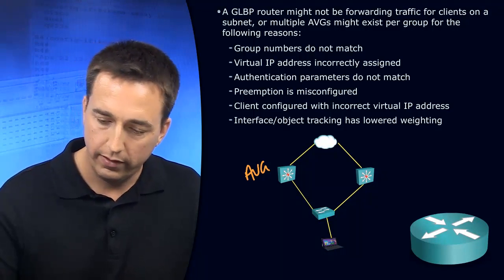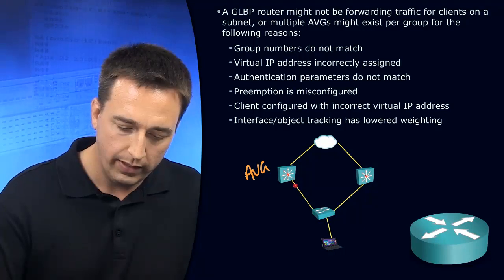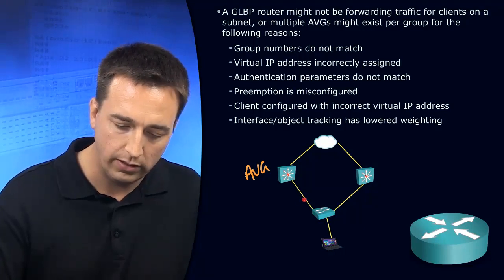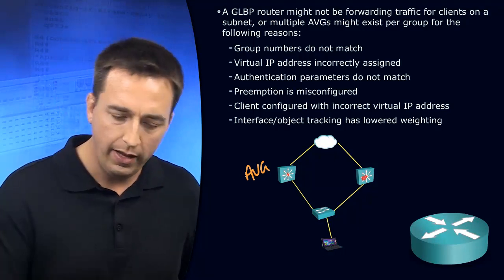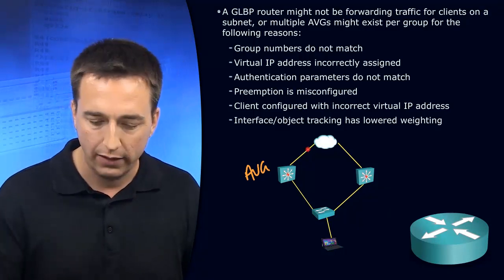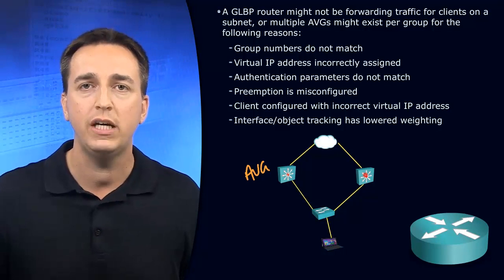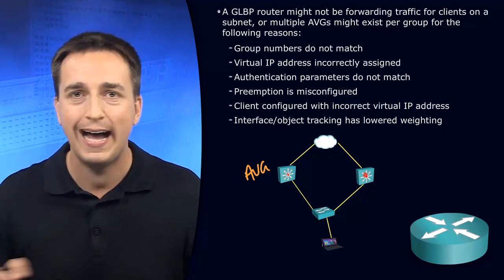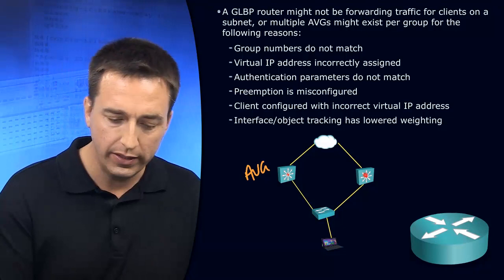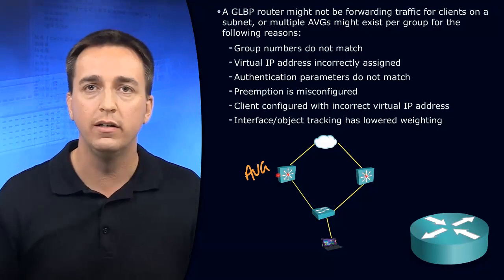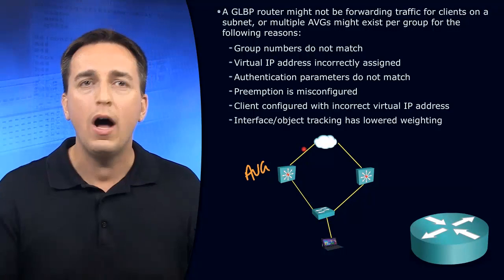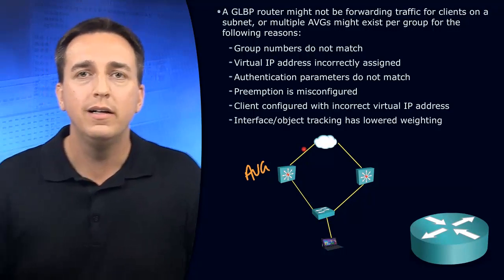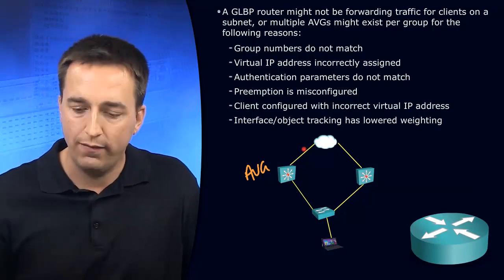If this link fails or this link fails, this device automatically becomes the AVG. Not a problem at all. If this link fails, is it necessary for this device to become the AVG? No, it's not necessary at all. This device can remain the AVG, even if this link fails. So object tracking is not necessary for the AVG.